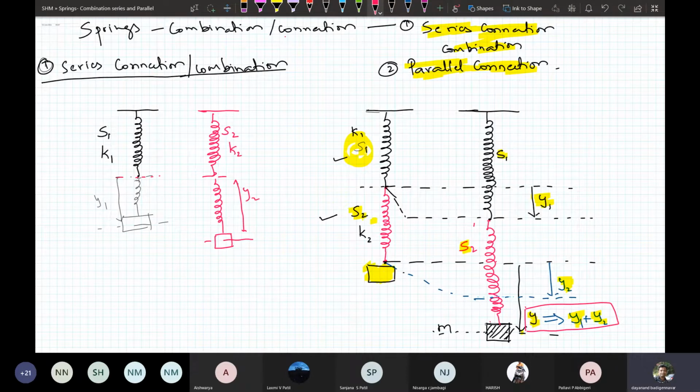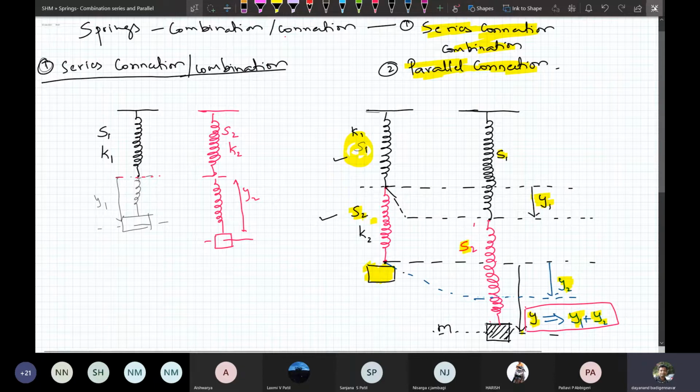Got it. So I have to find the net displacement. So I have to find the net spring constant. Now you know that the spring constants of S1 and S2 are K1 and K2. You already know it.